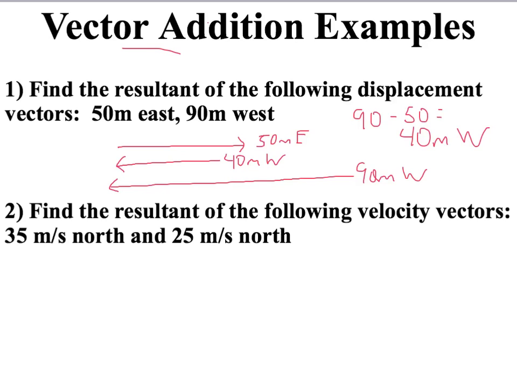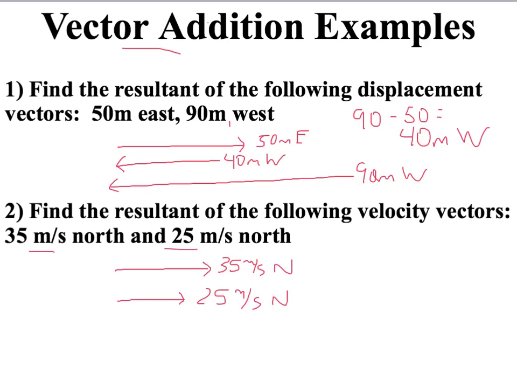Find the resultant of the following velocity vectors: 35 meters per second north and 25 meters per second north. I'm going to draw those first. And you might be confused because I didn't draw north going up and down. That's okay, as long as you are consistent with your directions. Now this one would be 25 meters per second north.